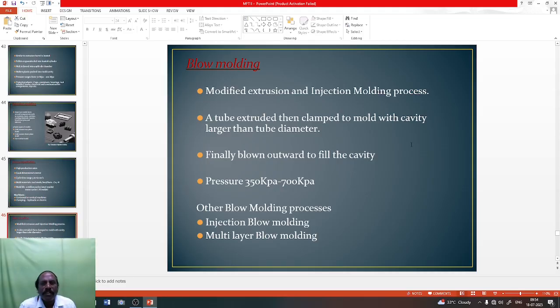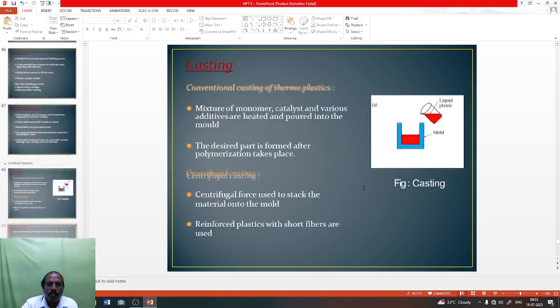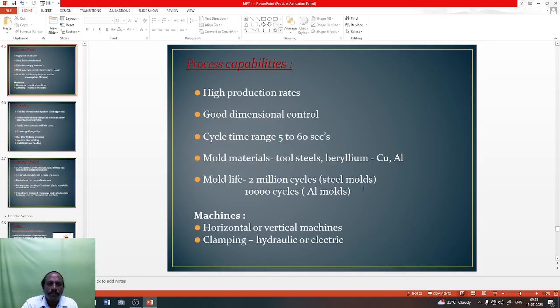In the modified extrusion and injection molding process, there will be an extrusion process as well as injection molding. Blow means a high load, a high kilopascal pressure, is pressed into it. A tube is extruded and clamped to the mold, with a cavity larger than the tube diameter, and blown out to fill the cavity. The pressure will be 350 to 750 kilopascals. Other blow molding processes are injection blow molding and multi-layer blow molding.